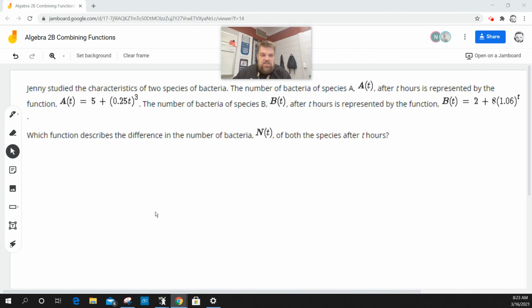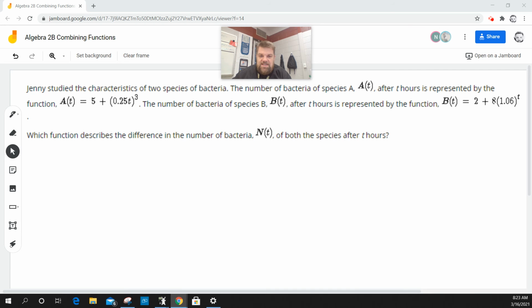Okay, this one says Jenny studied the characteristics of two species of bacteria. The number of bacteria, specimen A of T, after T hours is represented by the function A of T equals, that's a poorly written statement, equals 5 plus 0.25 T cubed.